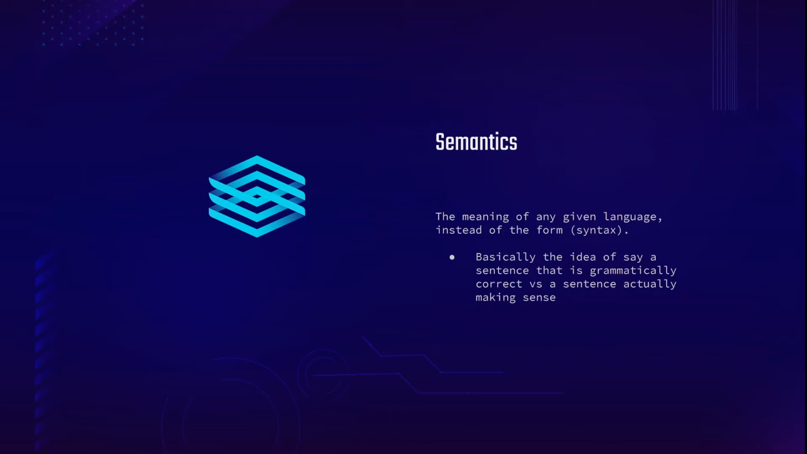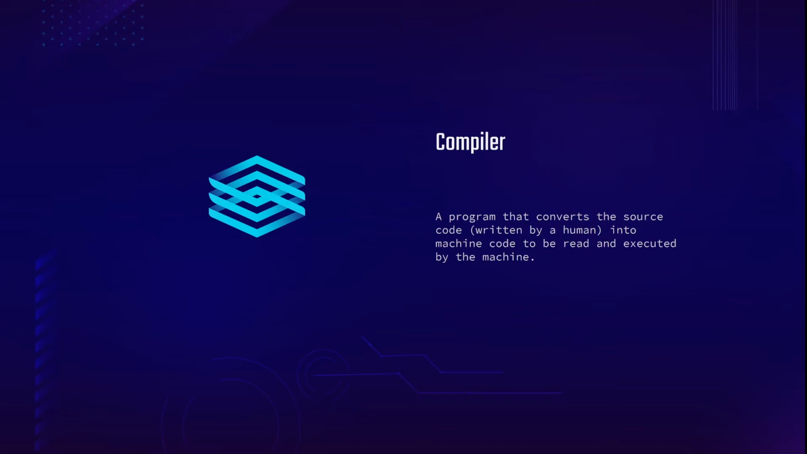So a compiler is a program that converts the source code, which is written by a human, down into machine code, the ones and zeros, to be read and executed by the machine itself.